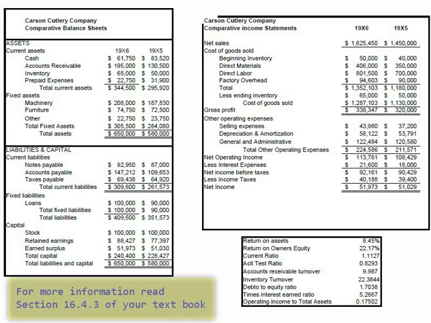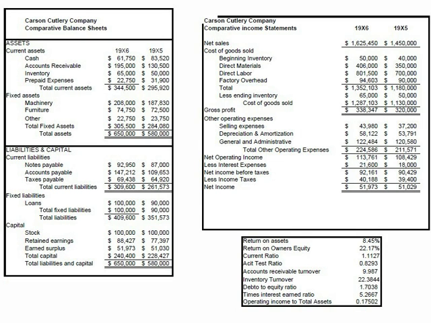Remember to read about financial ratios in your textbook, section 16.4.3 on page 798 and the next few pages. The few financial ratios we're going to discuss are described in the bottom right-hand side, and the first one is the return on assets.